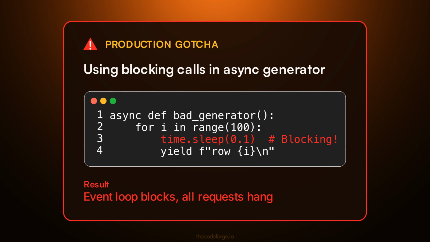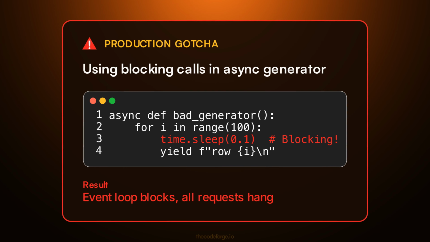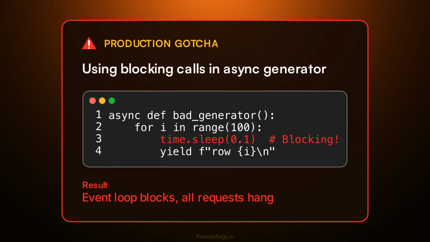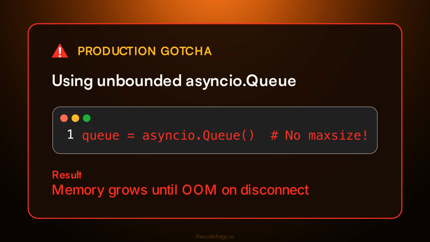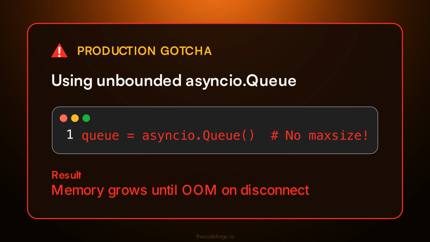Never use blocking calls like time.sleep or requests.get inside an async generator. They block the entire event loop. Use asyncio.sleep and HTTPX's async client instead. Never use an unbounded asyncio.Queue in a streaming producer. If the client disconnects, the producer keeps filling memory until OOM. Always set a max size and handle queue full.